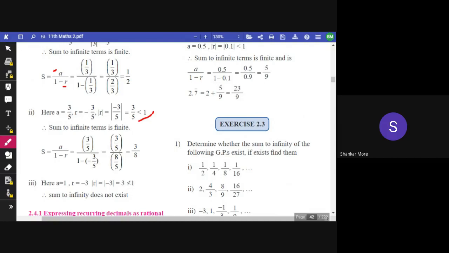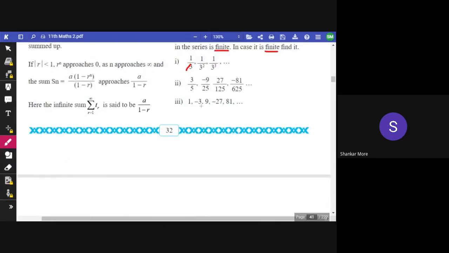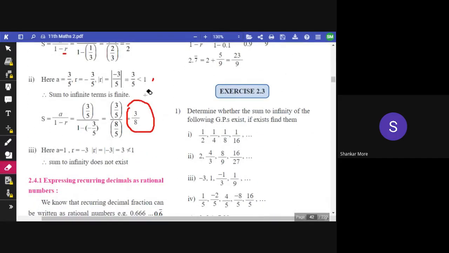We will see the case in which the value of R is greater than 1. Okay, so for the second example also we have a finite sum here. For the third example, let us see. The third example is 1 minus 3, 9 minus 27 and 81. So this is the geometric progression given here. A is 1 and R is minus 3. That is, mod of R is 3, which is greater than 1. So the sum to infinity does not exist.